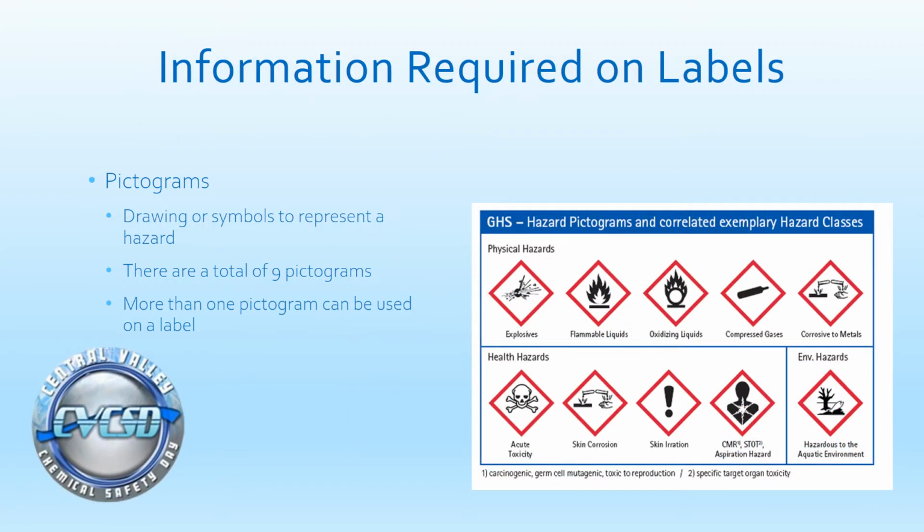And of course, pictograms are required on all labels. They are a drawing or a symbol to represent a hazard. There are a total of 9 pictograms, and more than one pictogram can be used on a label. For example, the first row shows pictograms that are associated with physical hazards, and the bottom row indicates health hazards.